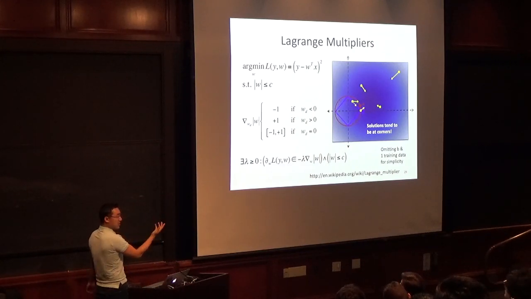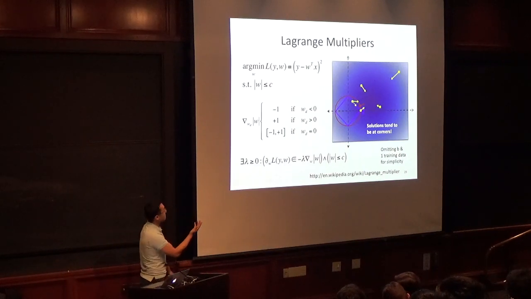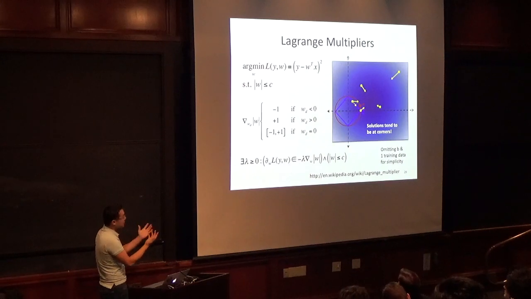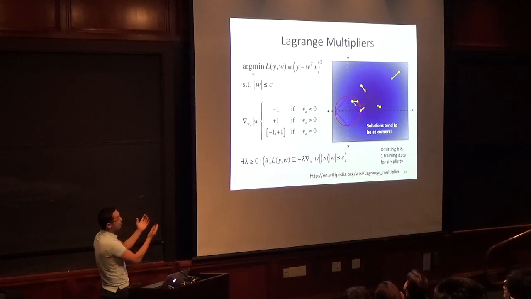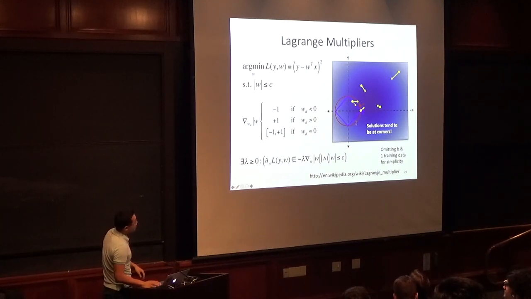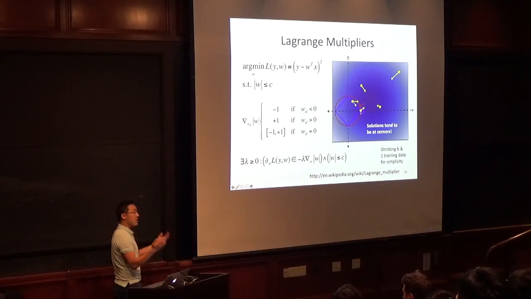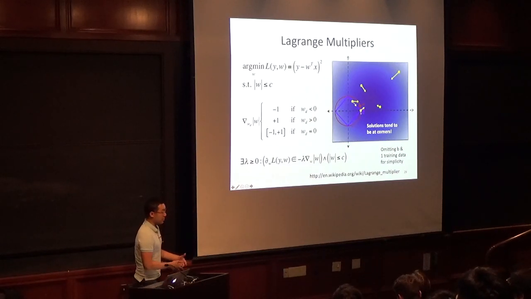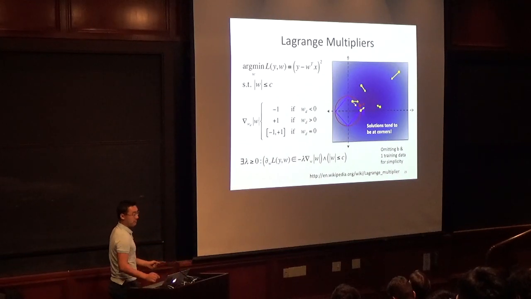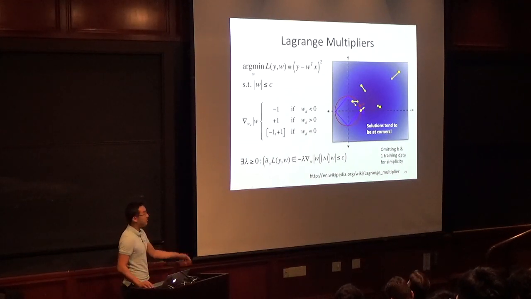So a qualitative observation is that many of the solutions to this type of learning problem will have many of the dimensions at the corner. So many of the solutions will be at corners, which means that many of the W's will be 0. That's where the corners are. Many dimensions will have 0 in the entries.